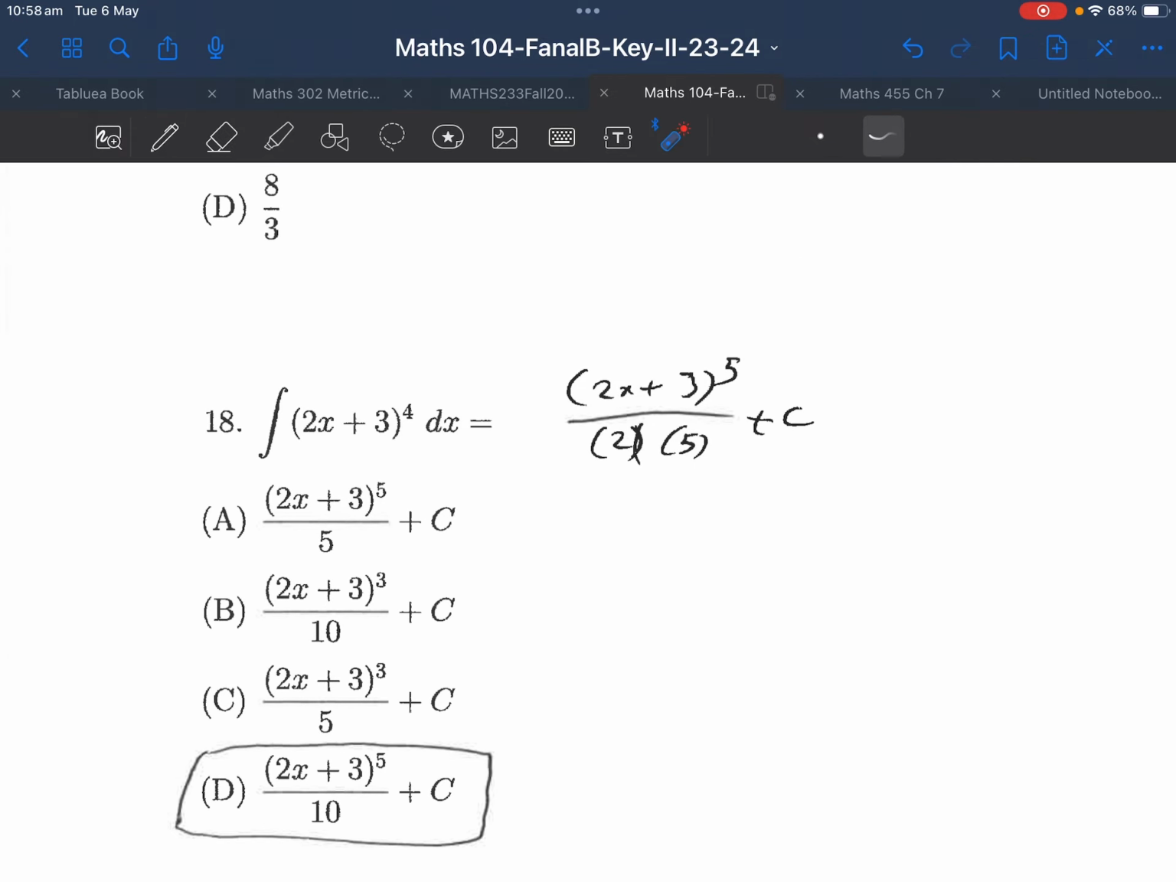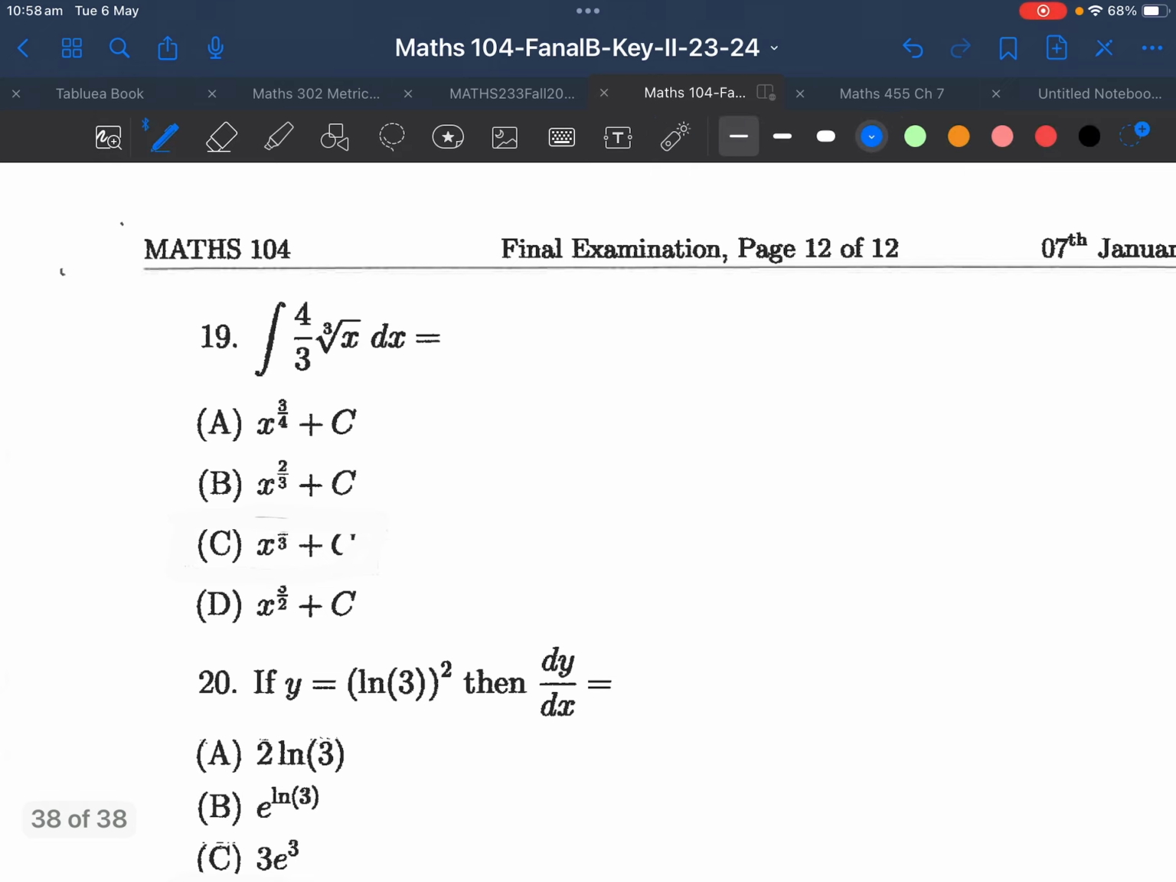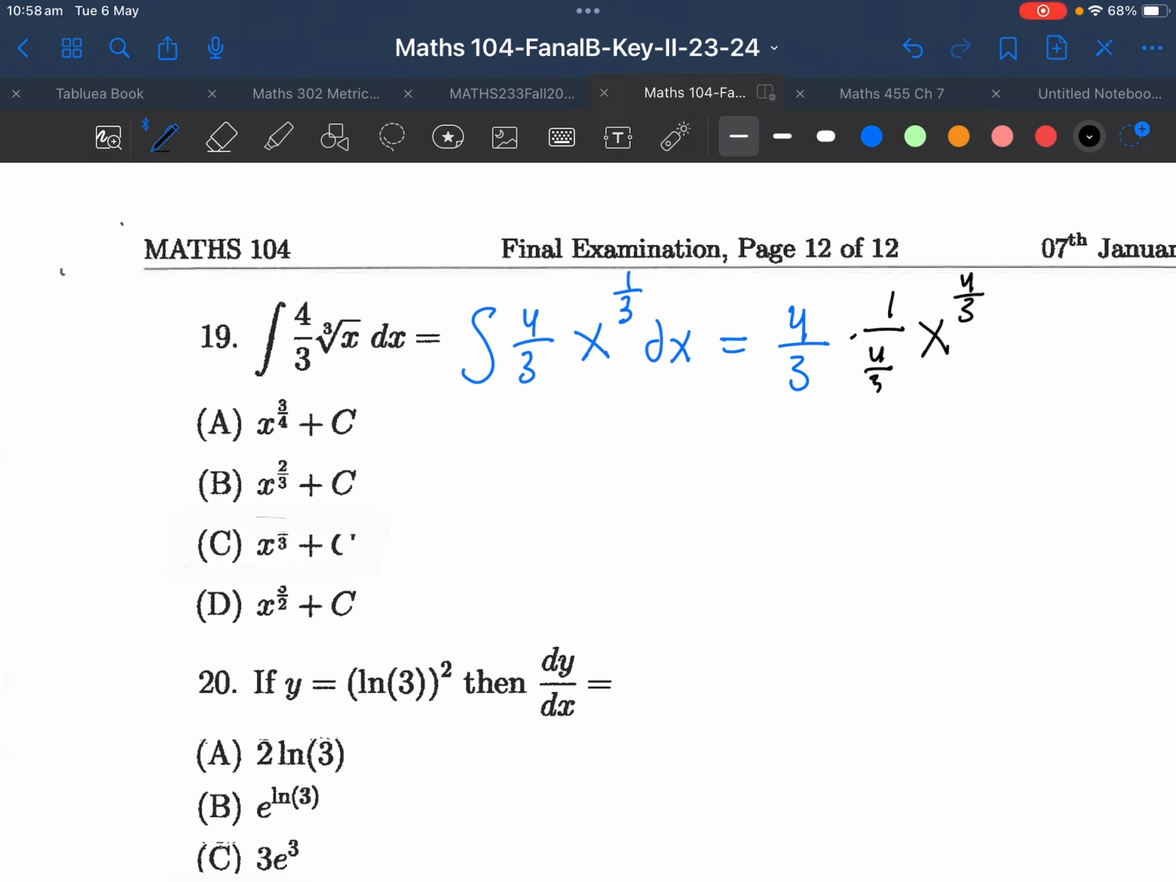Next question, I already did it here for you. We have to use u to the power of a number. So it will be u to the power 5, and then we divide by the factor of x. We get 10 here. Last question is this one. Just need to rewrite it down into 1 over 3 dx. Now you have 1 over 3. Now this one, you add 1, you get 4 over 3, and then you divide by it. So it will be 1 divided by 4 over 3. They will get cancelled. You get 4 over 3, which is just this one.